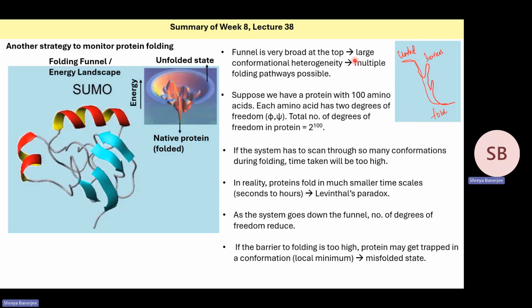Sometimes what can happen is that, suppose the protein is folding, it comes to a local minima. Now the local maxima after that is so high that the protein does not have enough energy to cross this barrier. So the protein is getting stuck in this local minima. Then it is called a misfolded state.